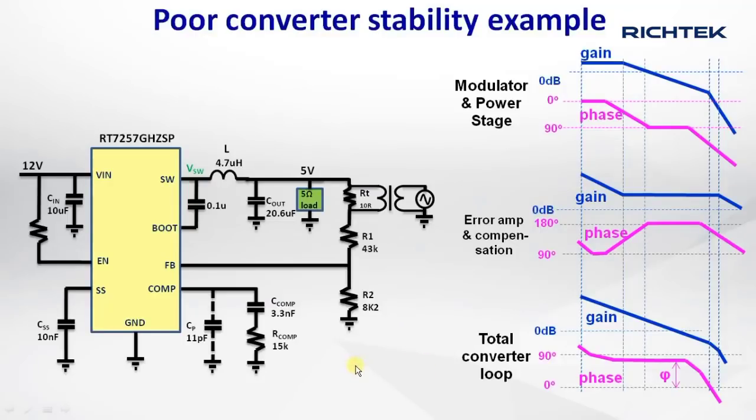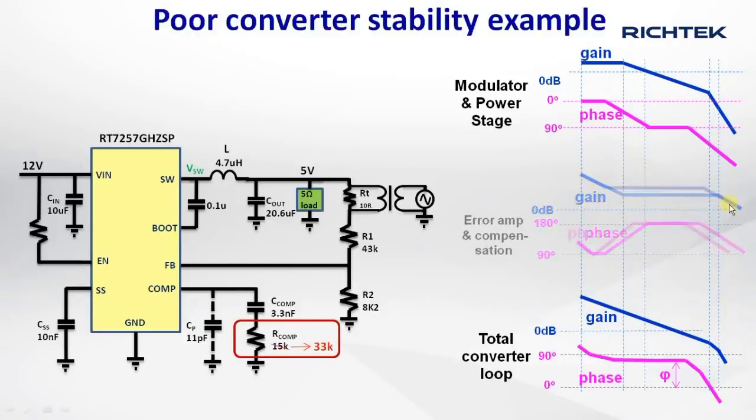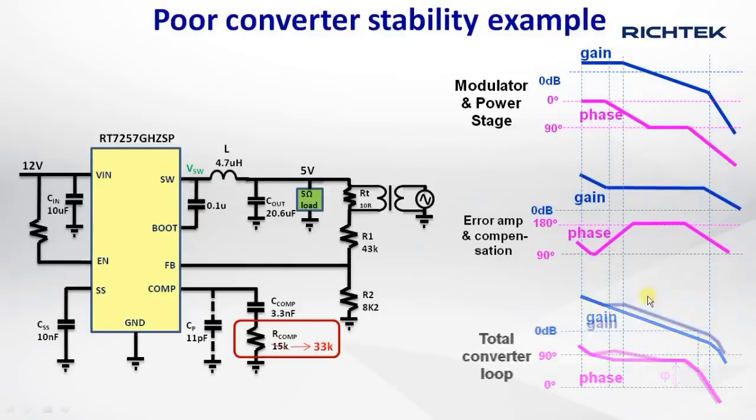Let's have a look at a marginal stability case. I increase the compensation gain by increasing the R-comp value from 15K to 33K. This will push the crossover frequency to a higher value into the region where the phase has dropped quickly. It will result in very low phase margin.